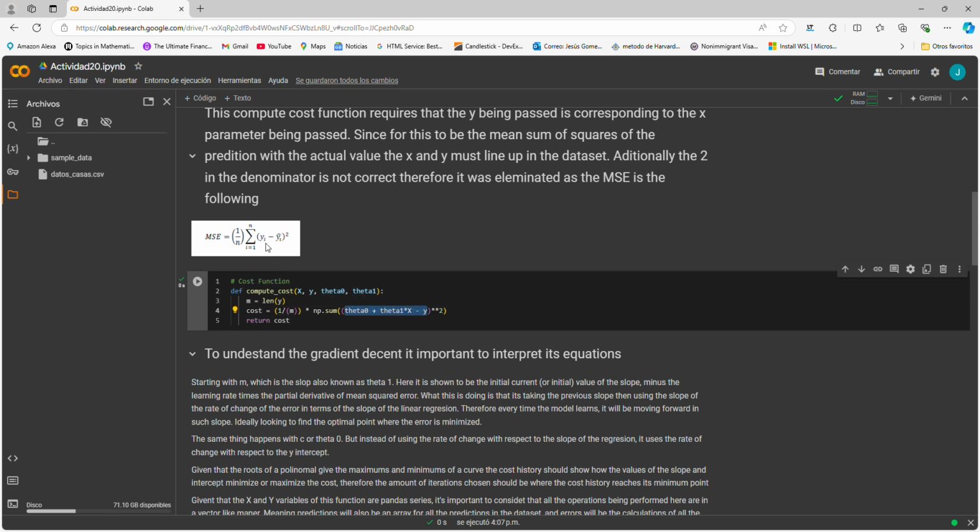Since this is being squared, the order in which they're assigned doesn't really matter because the square is going to make the result positive, so it doesn't really matter which order they're in. Here we have it in opposing orders, but it doesn't really matter.